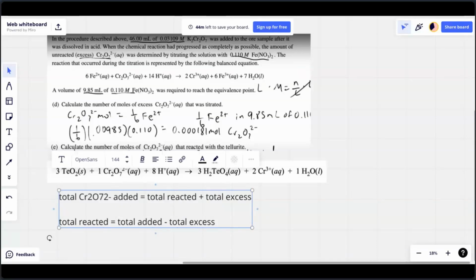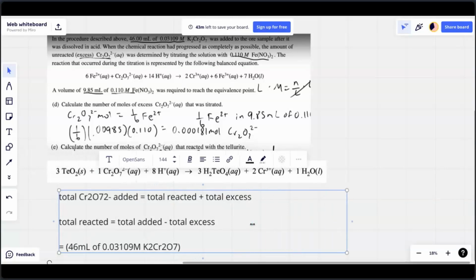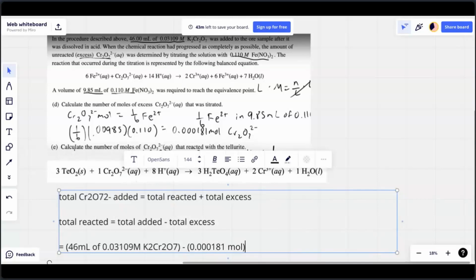Awesome. So let's keep moving forwards, right? Let's do our math. How much dichromate was actually added? Well, we see it right there. We added 46 milliliters of 0.3109 molar potassium, that's a spectator ion, we can ignore it, dichromate. Beautiful, right? So we can figure out how many moles that is in just a second, but I find it useful sometimes to just literally write out the exact information that we have. The total excess, well, we found that before, 0.000181 moles.